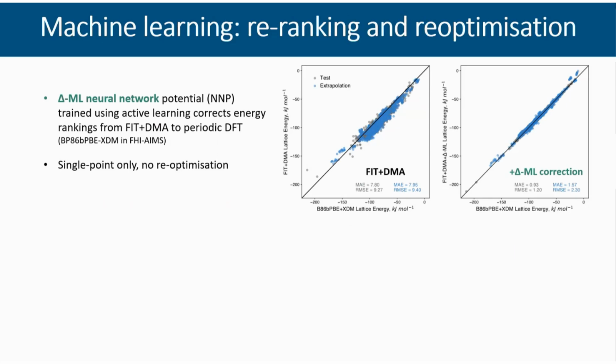So obviously, as part of this work, we wanted to see, well, okay, we've got all this data. What can we do with it now? How can we apply machine learning and help get things that are generalizable to different systems? So one of the simpler things that we did was to look at training a neural network energy correction just based on periodic DFT.